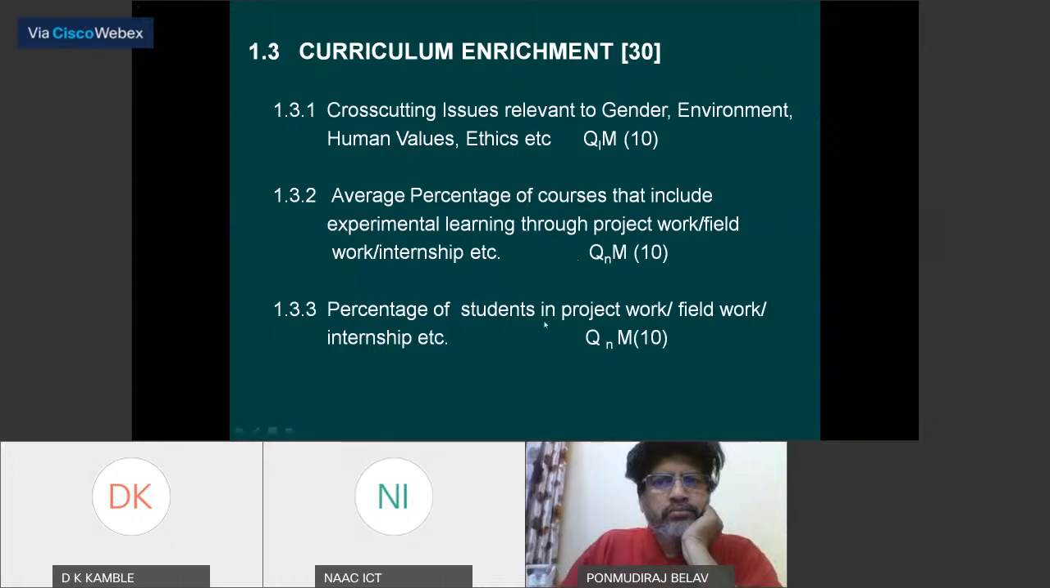Then, the percentage of students in project or field work. For that, how many students were admitted especially for that project work or field work, the list of students, their attendance, and, most important, the completion certificate is required. Which one? The project, field work, or internship completion certificate. The institution should provide all these documents.